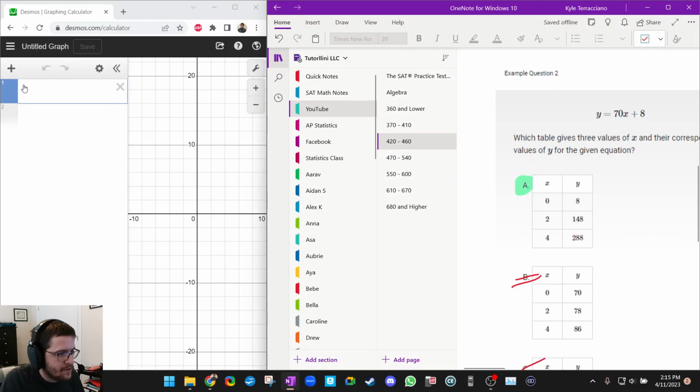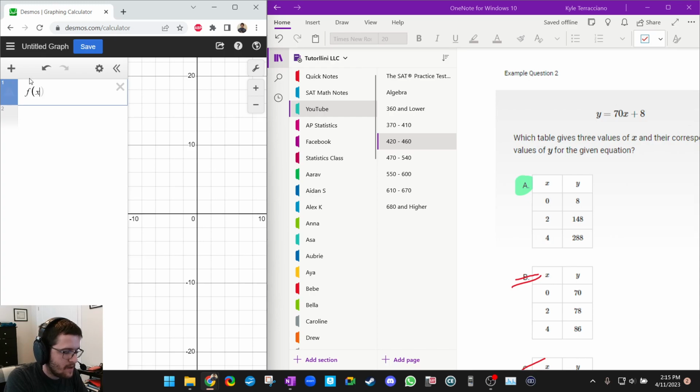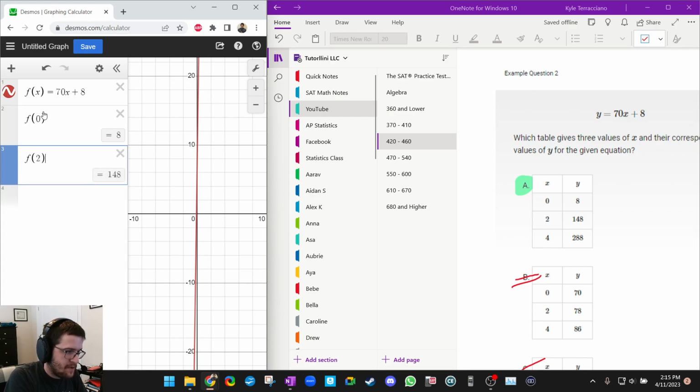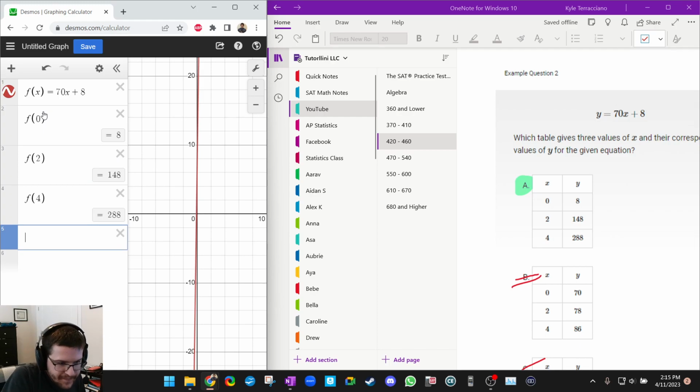Desmos could have helped you out here. You could have made a table, or maybe what might have been easier is if you just type it in using function notation and then do f of 0 and you go, okay, that's 8, f of 2, okay, that's 148, and then f of 4, that's 288. You could have also made a table, but that might have been faster to just do it like that. Just rapid fire go, oh, what is y when x is 0, 2, and 4? And then that would give you the answer really quickly. You don't have to do it by hand. Just showing you for the sake of the video.